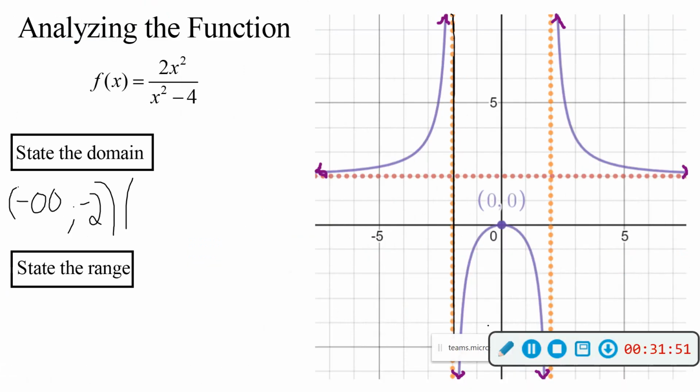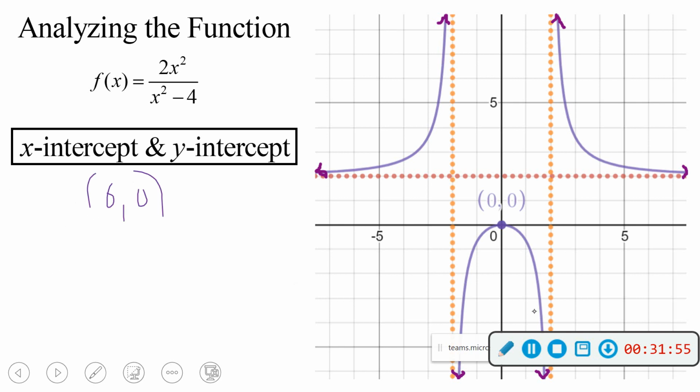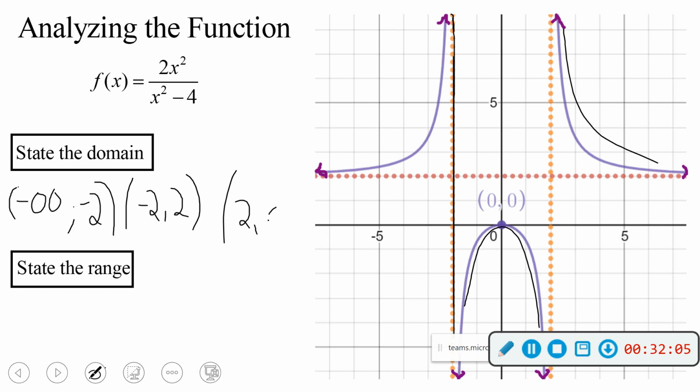There we go. And then it goes again. Sorry, I'm having some trouble here. Then it goes again from negative 2 to positive 2, and then it jumps over and it goes again from positive 2 to infinity. And in between each of these, we're going to put the little union symbol.